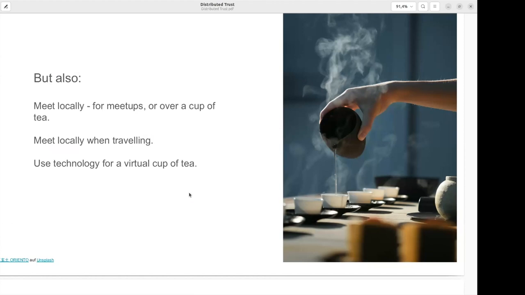They also reach out when they are traveling to figure out who else is living in the travel destination in order to save the budget. They also use technology for virtual cups of tea. Communications that's not triggered by some work problem, but just to catch up with someone.